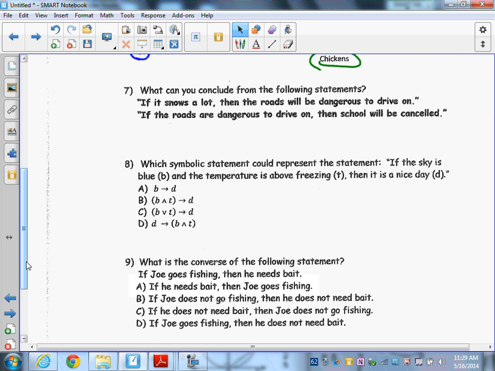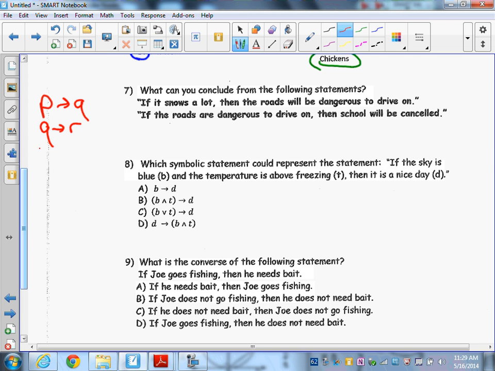Question 7 says, what can you conclude from the following statements? If it snows a lot, then the roads will be dangerous to drive on. If the roads are dangerous to drive on, then school will be canceled. This right here is the law of syllogism. We said if P then Q, if Q then R, then if P, so we say therefore if P then R.